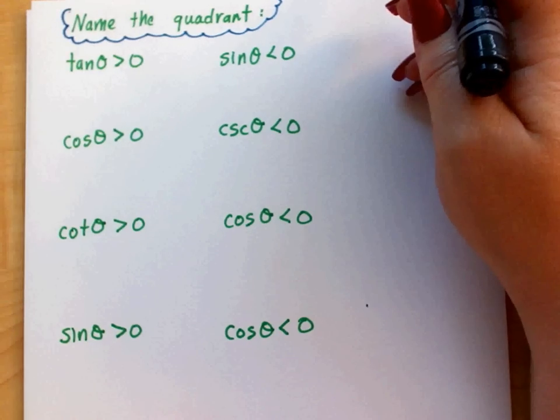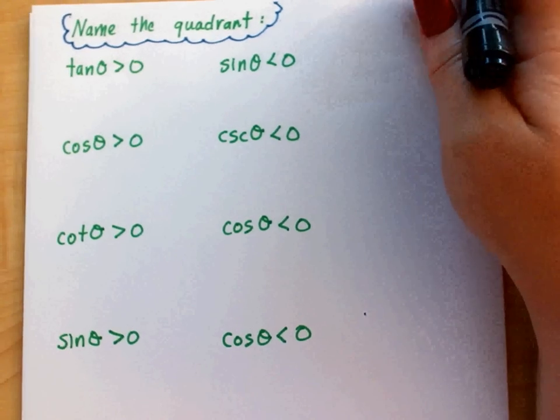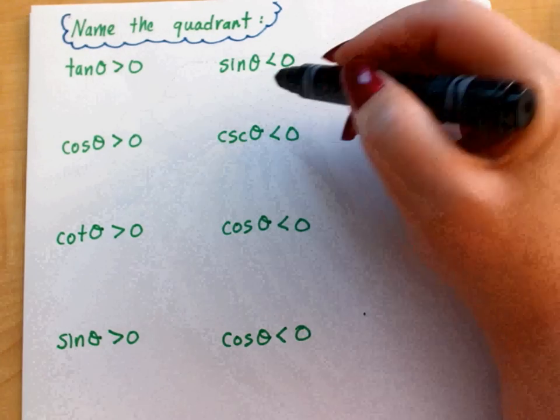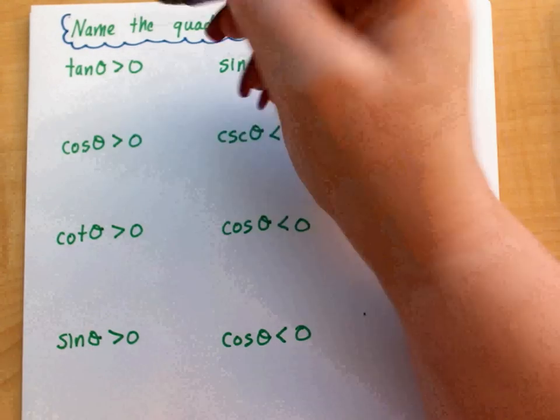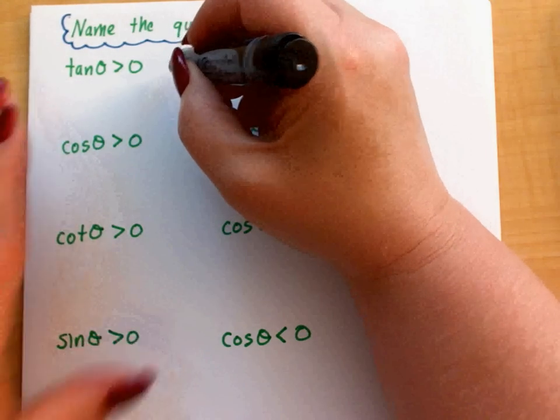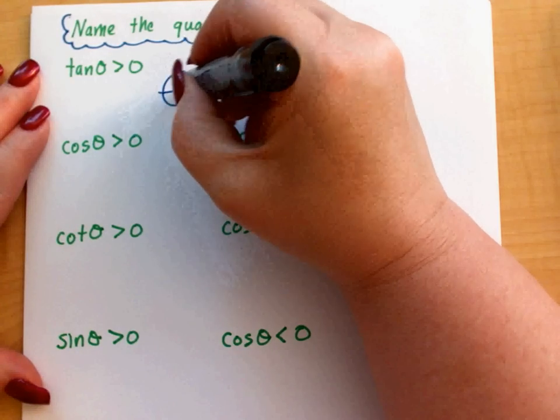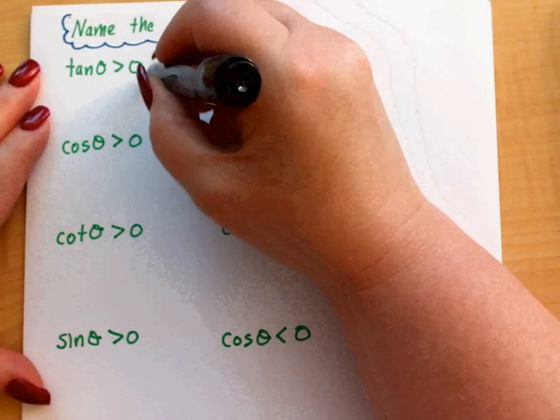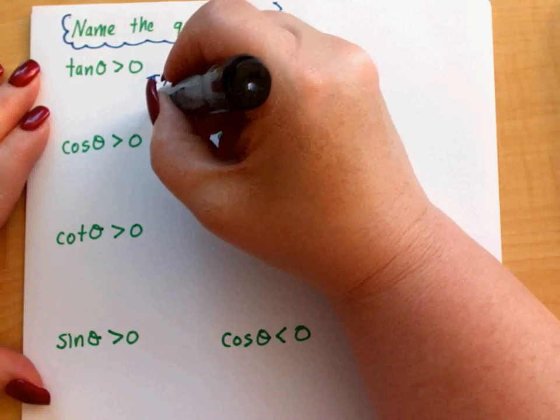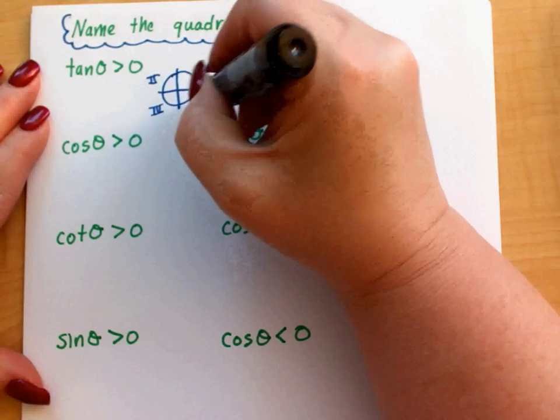All right, name the quadrant. They're going to give you two situations, and you have to name the quadrant where both of these things occur. So to start with, just sketch a quick little circle. Remember that the quadrants go quadrant 1, quadrant 2, quadrant 3, and quadrant 4.